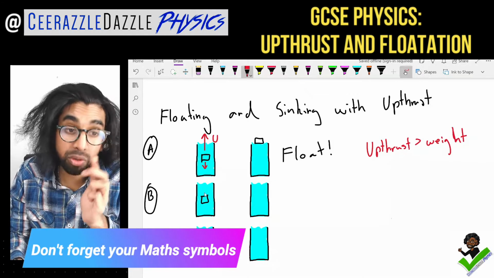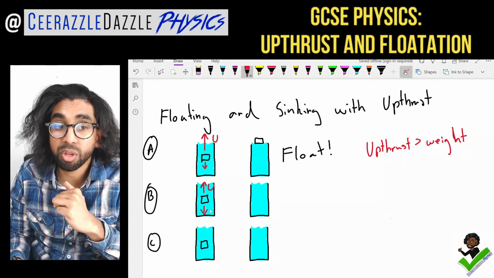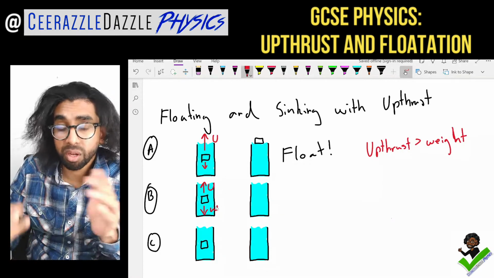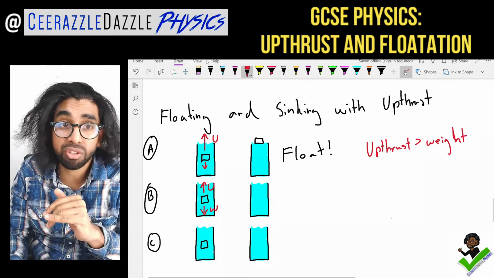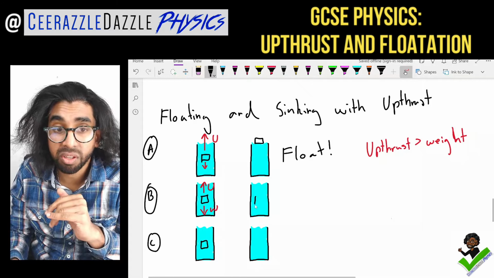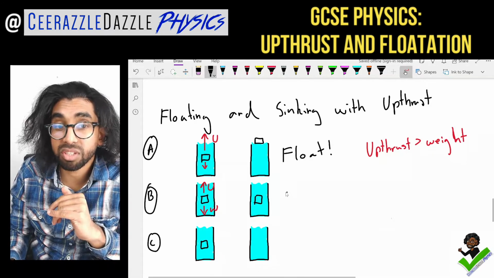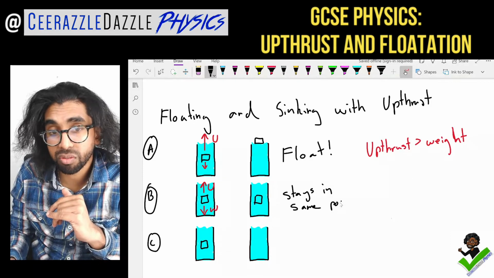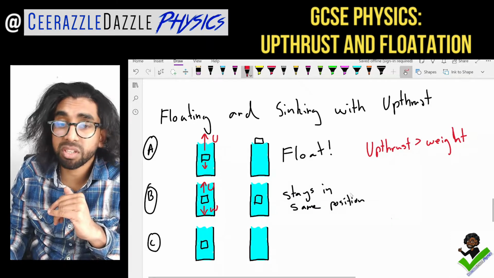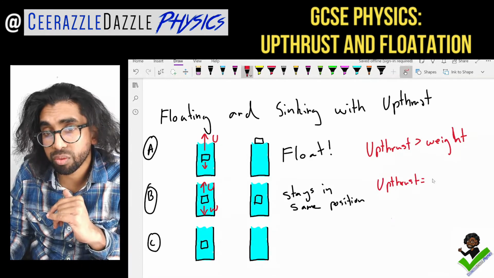Let's say, for example, we've got the upthrust equal to the weight. What's going to happen now? Well, now there will be no resultant force. The object will stay in that position, so it will remain there. So nothing happens, it stays in the same position. So this is obviously when upthrust is equal to the weight.